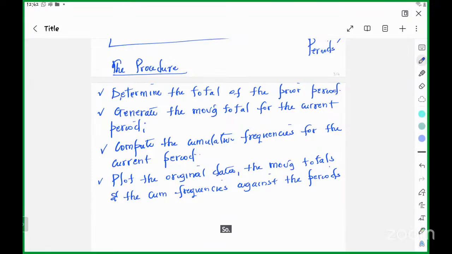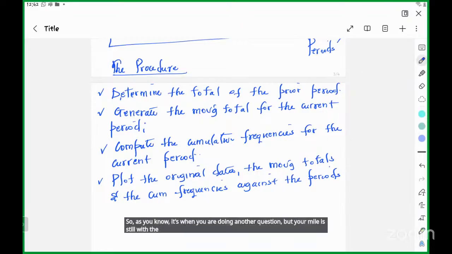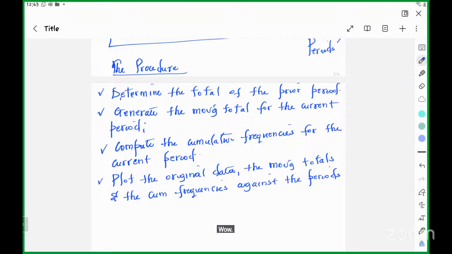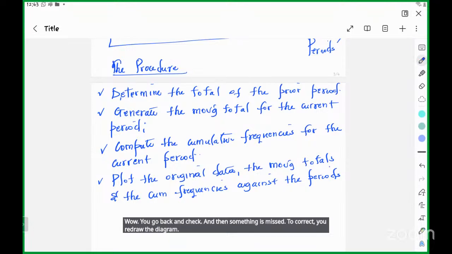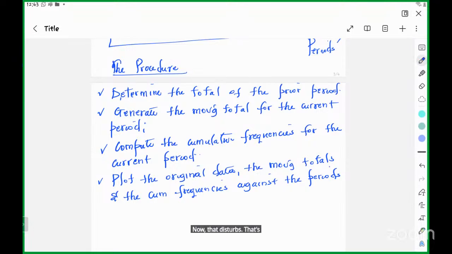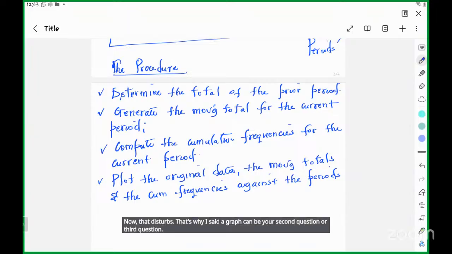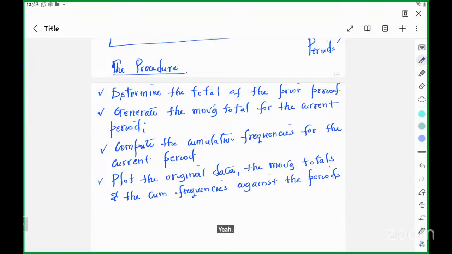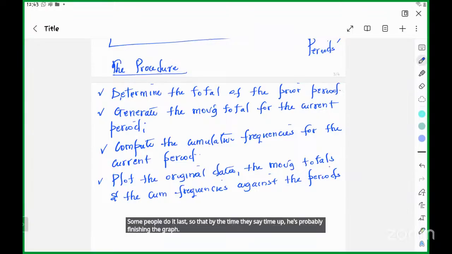As you do another question, your mind is still with the one you just did. You're like, wow, did I put X? You go back and check, and then something is missing. To correct, you redraw the entire graph. Now that disturbs. That's why I said a graph can be your second or third question. Some people do it last, so that by the time they say time up, they are probably finishing the graph or doing the interpretation.